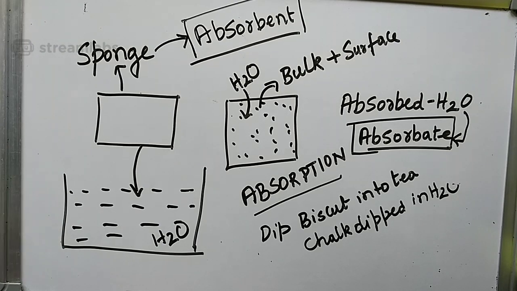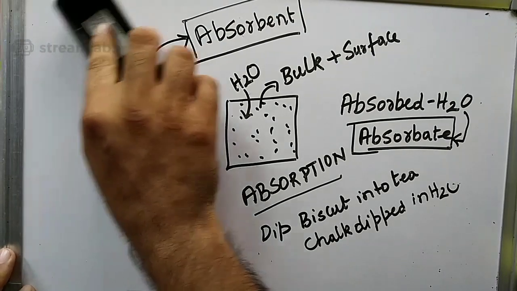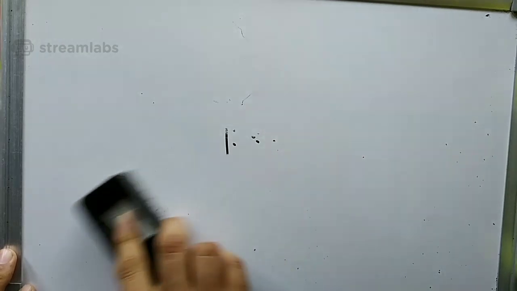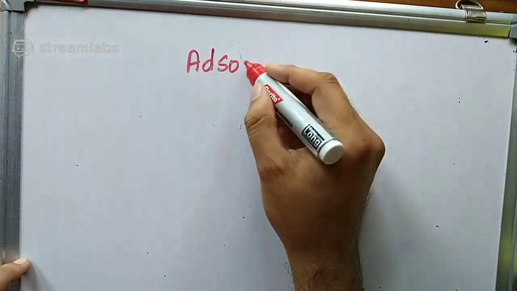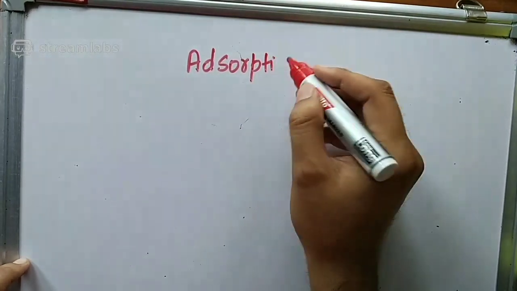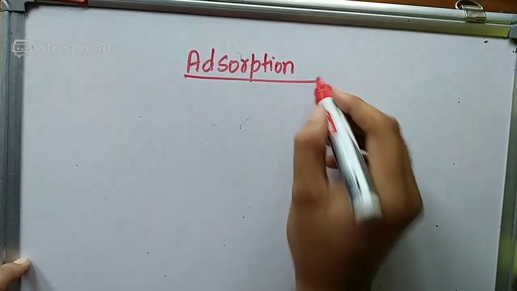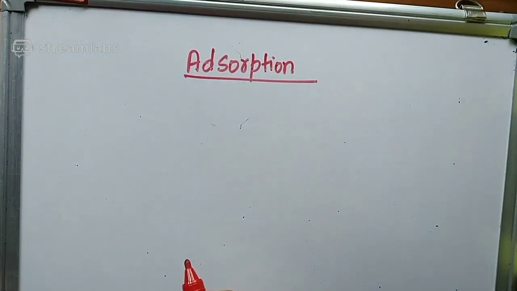So it is not penetrating into the bulk. Such a phenomenon, which happens only on the surface, where accumulation of one substance takes place on the surface only, we do not call absorption. Here I should call it adsorption. What should I call it, students? Adsorption. So I think you got the point.